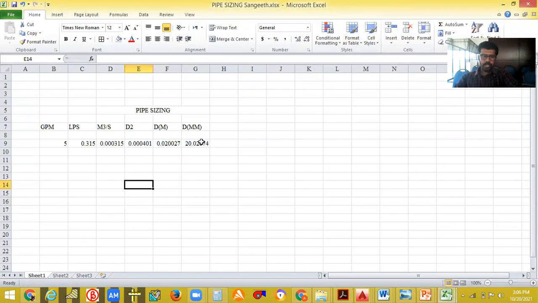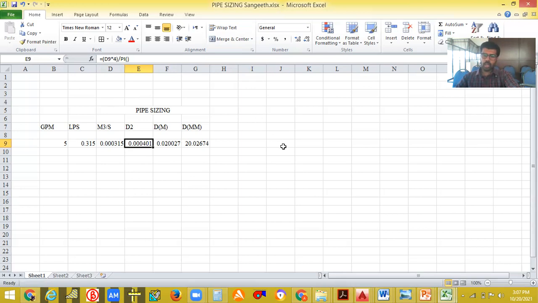So this D means GPM. I can convert this gallons per minute to liters per second: this into 3.78 divided by 60 gives liters per second. Now to convert to meter cube per second, just divide this by 1000. Then there is a formula, area A equal to pi by 4 d square. D9 is meter cube per second.